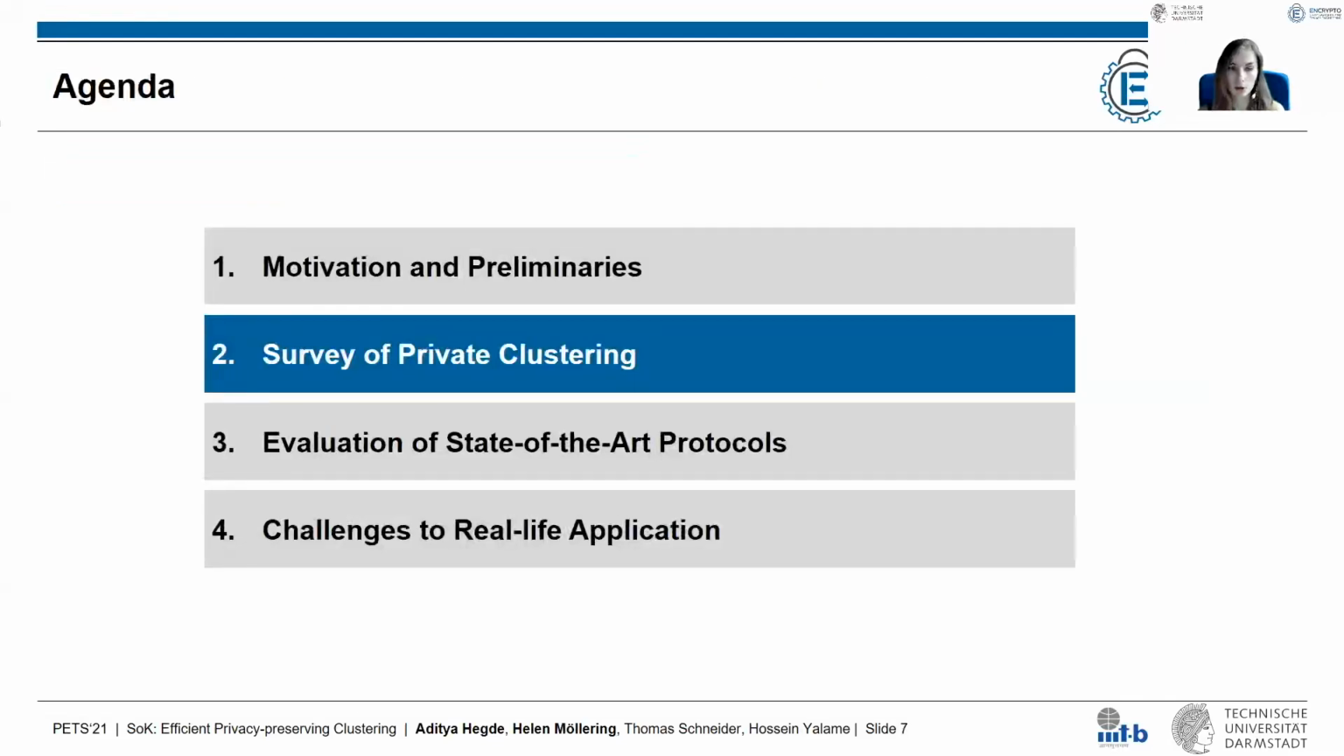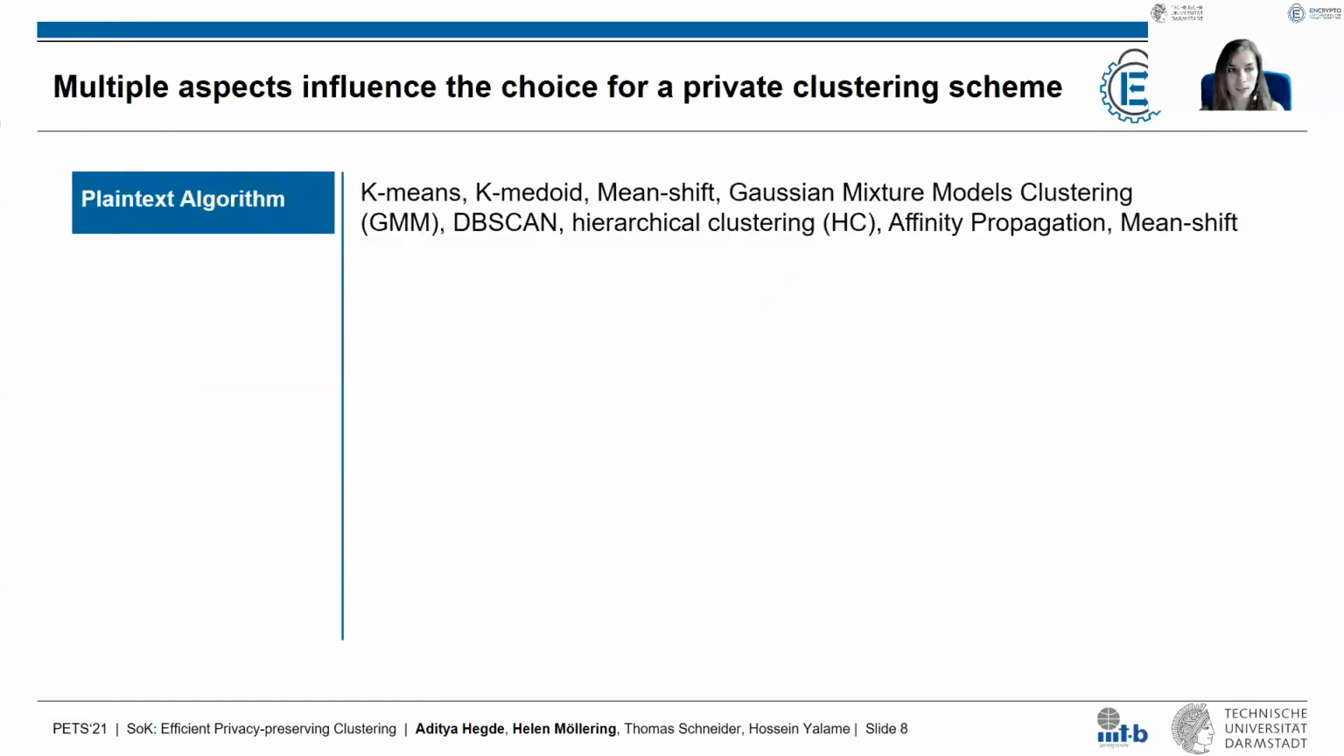Okay, now we look at our survey of these 59 private clustering protocols. We identified in total 7 aspects that help us to understand for a concrete application which private clustering protocol might be the best fit. So the first aspect is, of course, the plaintext algorithm. No algorithm is superior to the other algorithms. So there are always aspects in which one of them is better than another, and there's no algorithm that is the best out of them. And in total, 8 different clustering algorithms were translated to a privacy-preserving variant. And we compare these with respect to their strengths and weaknesses in our paper.